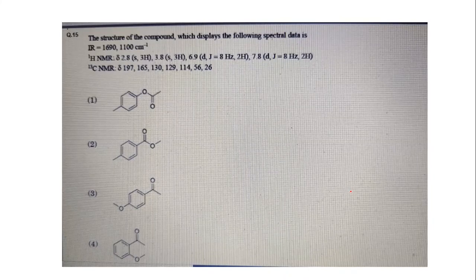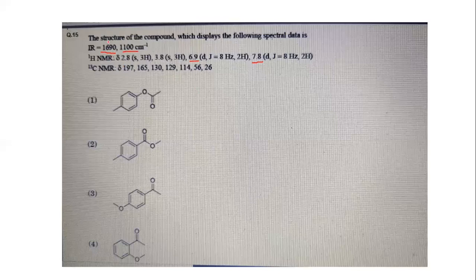The proton NMR, we have one at 2.8, a singlet integrating for 3 hydrogens, 3.8, a singlet for 3 hydrogens, and we have 2 doublets, one at 6.9 and the second one at 7.8, and the carbon-13 NMR values are given. So let's go to the IR values. We have a peak at 1690 and 1100 centimeter inverse.